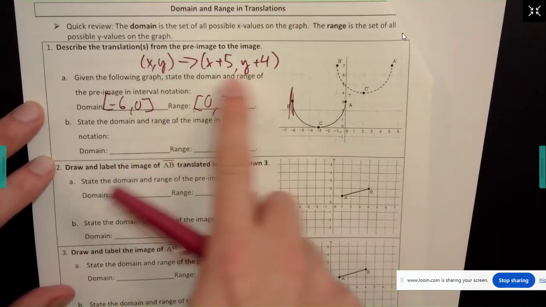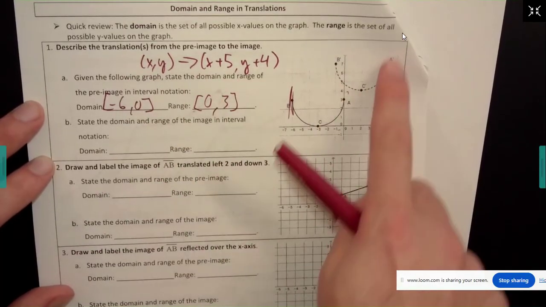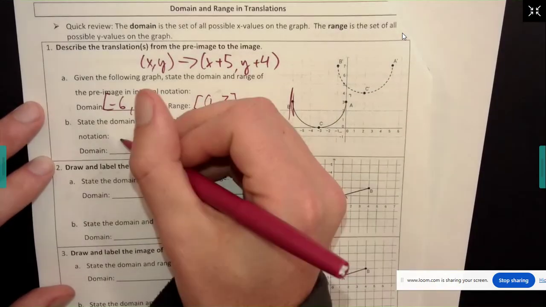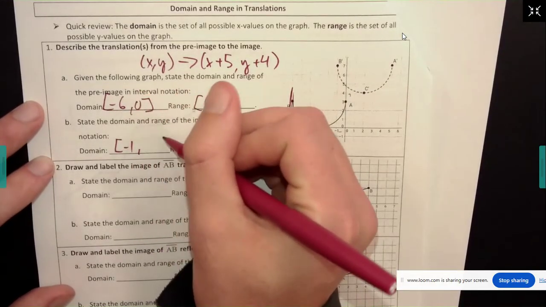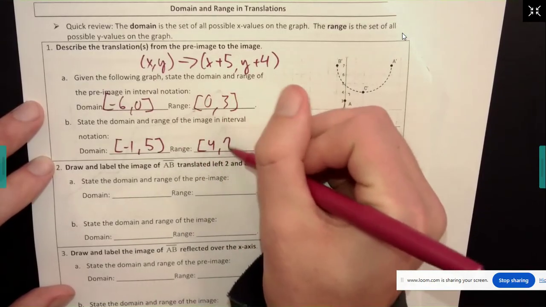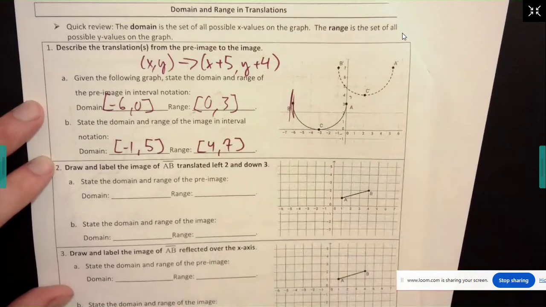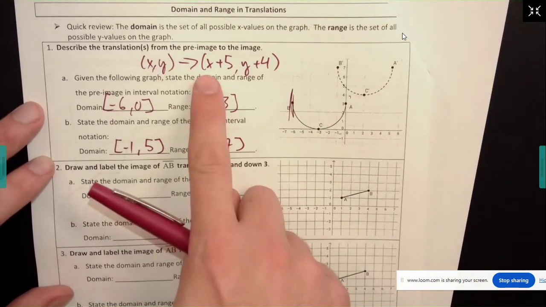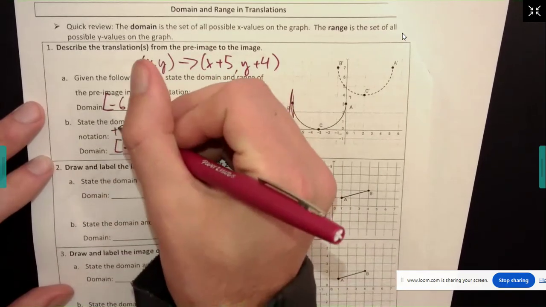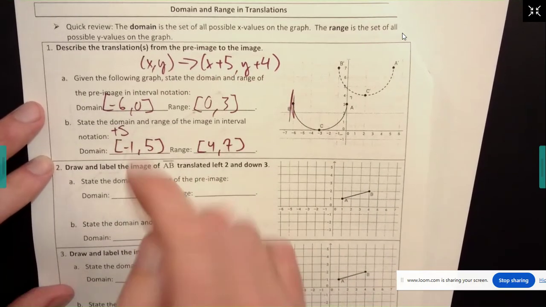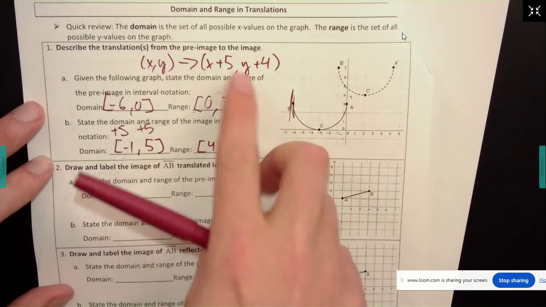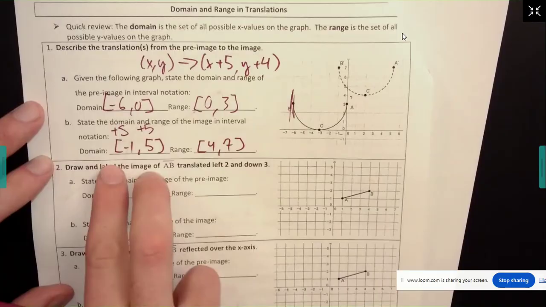Let me find that domain and range real quick. It goes from -1 to 5. My range goes from 4 to 7. I can find it from looking at the graph. We see how it says x plus 5. We moved 5. What's -6 plus 5? It's -1. What's 0 plus 5? It's 5. So I can add that 5 to both extremes of my domain.